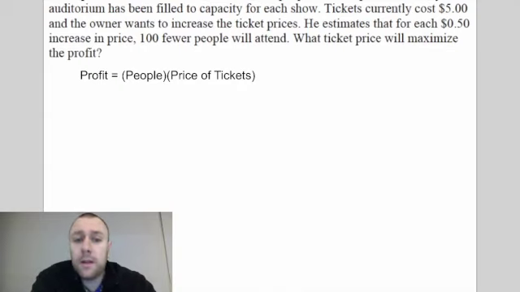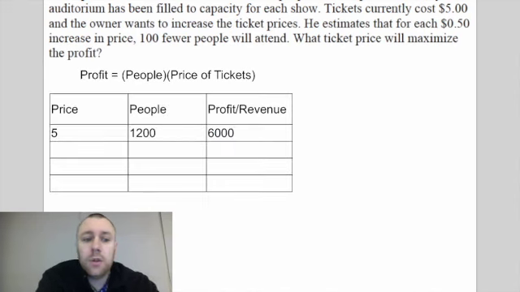So there are two methods that you can do this. Profit is always the people coming times the price of the tickets. That's how much you're going to get. The first way you can do it is you can make a table. So you can say price, people, and then profit and revenue. In this case, if the price is $5 and you have 1,200 people, you're making $6,000 every night.